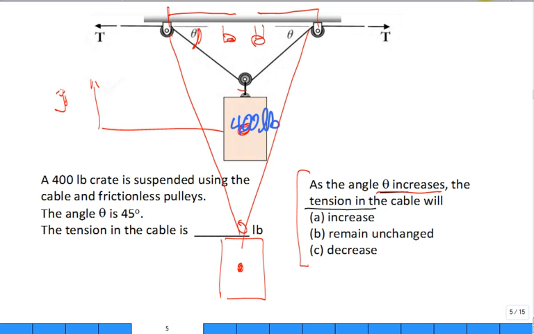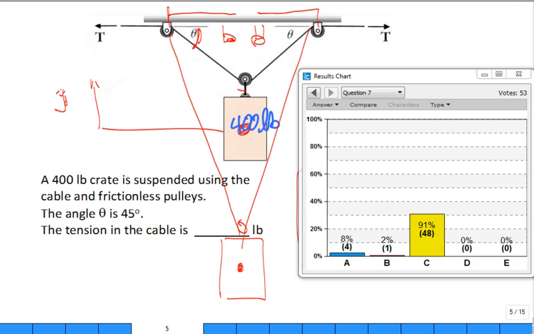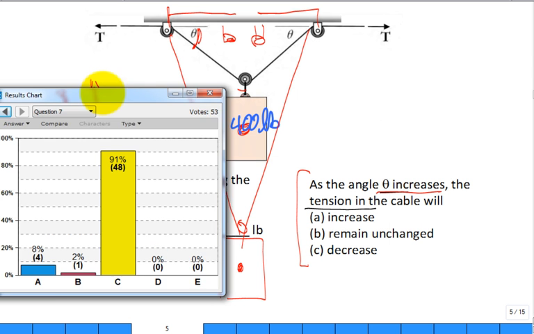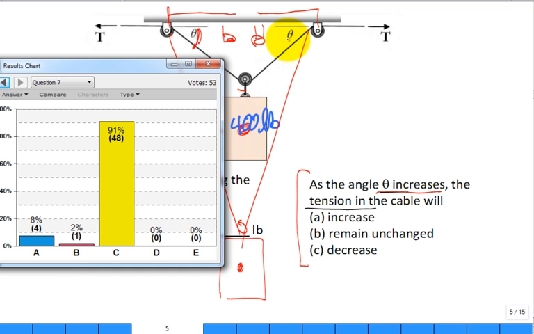All right, so I do hope that extra time and a little extra discussion moved us closer to being, as a class, more correct. So why is it that when the angle theta increases, the crate's further down, the cables have to be longer or the top pulleys closer together, why does the tension in the cable go down? Why does it decrease? Somebody who got it correct. Why does it decrease?